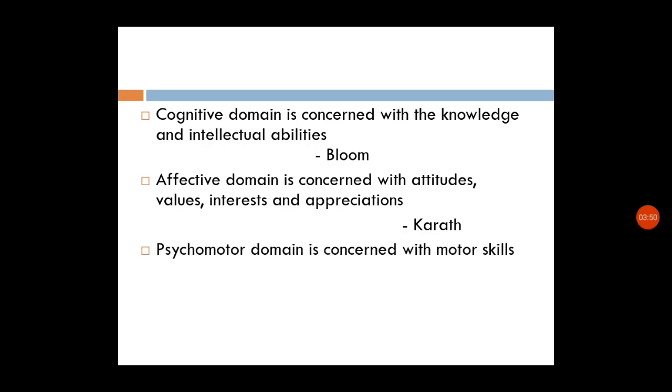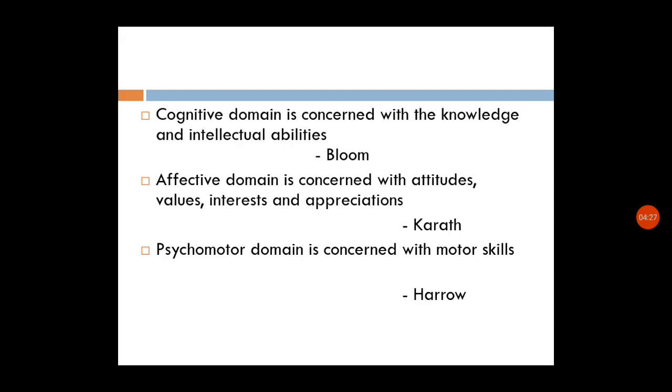The third domain, the psychomotor domain, is concerned with motor skills. They have the knowledge and the affective domain, and they should be able to do something. By knowing, they may not be able to do. When they are doing and skills are demonstrated, it comes in the psychomotor domain. These are the three domains in which we define the students' behavior and the objectives, and there are certain levels of behavior in each domain.